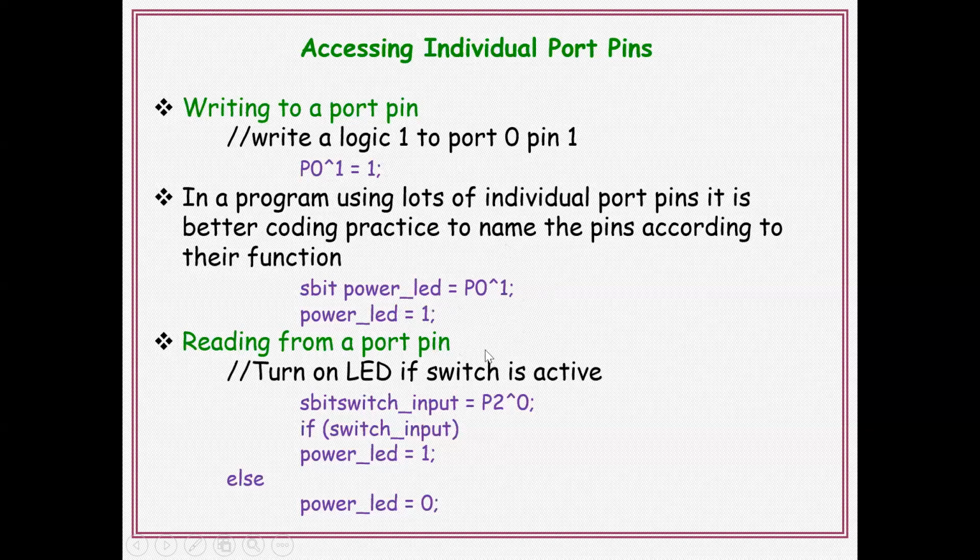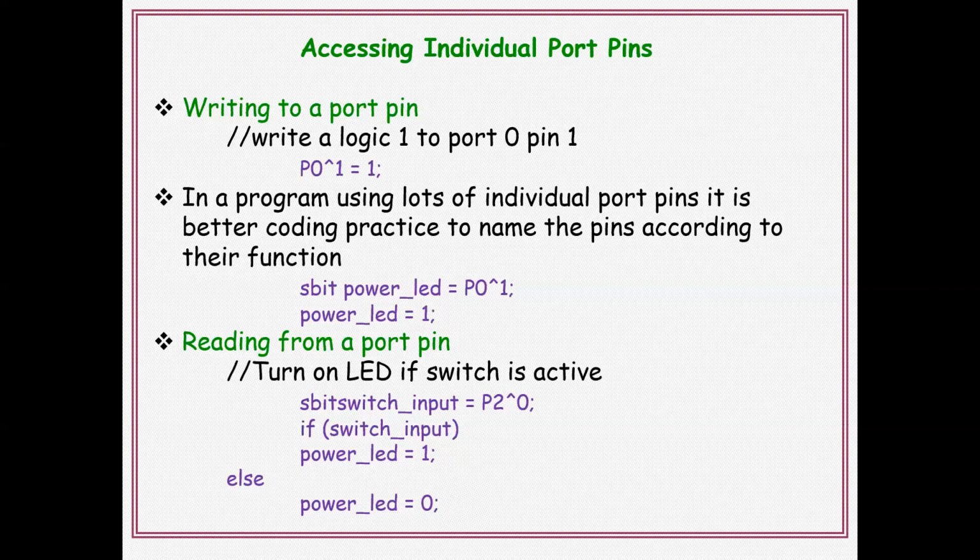Reading from a port pin. Turn on the LED if the switch is active. Assume that it is the task. Then switch input. Here sbit is required. sbit switch_input equal to P2.0. The P2.0 status is read into the switch. If switch_input equal to 1, then 1 is loaded into power_LED. Else LED equal to 0.